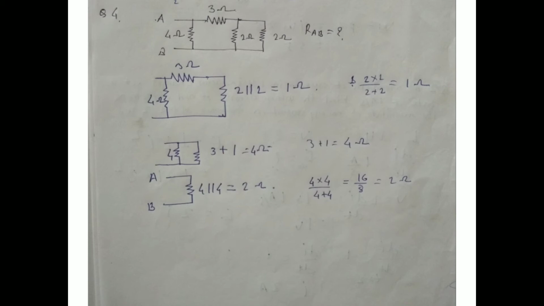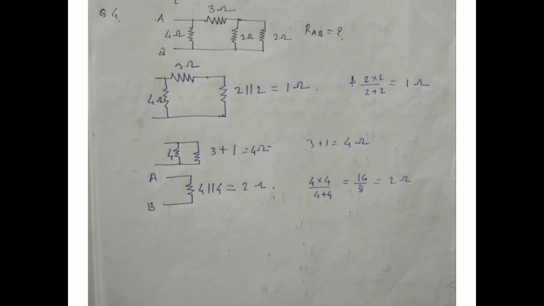We have 2 ohm and 2 ohm parallel to each other. So we will calculate the equivalent of these two as this one. So we will get 2 into 2 upon 2 plus 2. The reciprocal of equivalent resistance is the sum of reciprocals: 1 by R equal to 1 by R1 plus 1 by R2. So by that formula we will get 1 ohm.